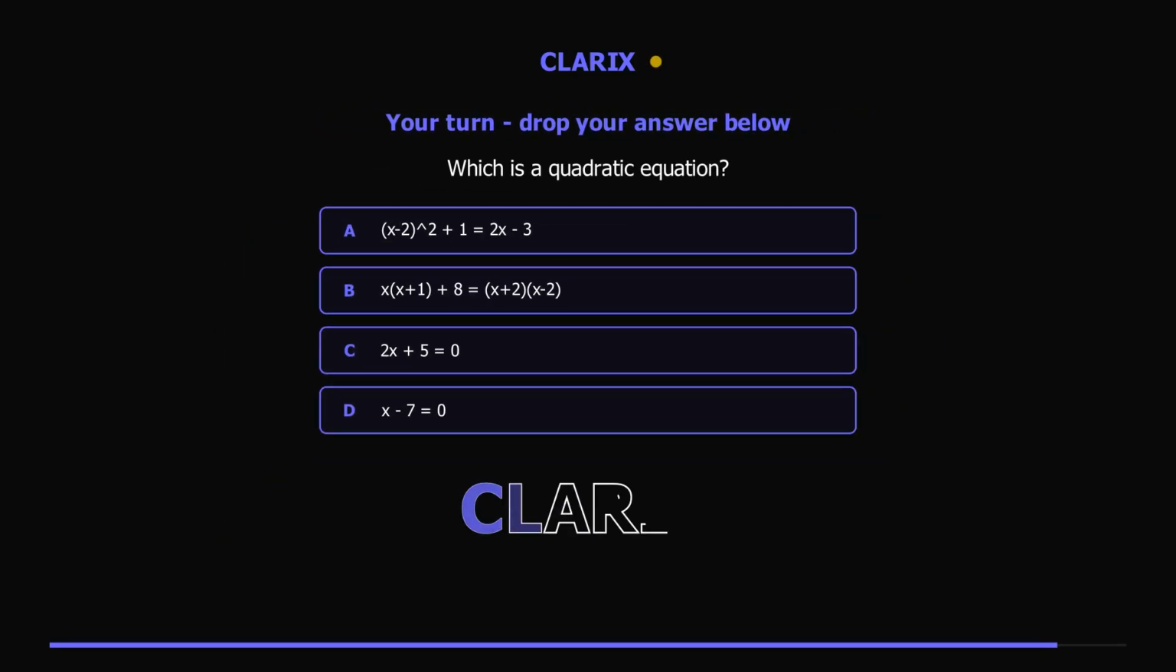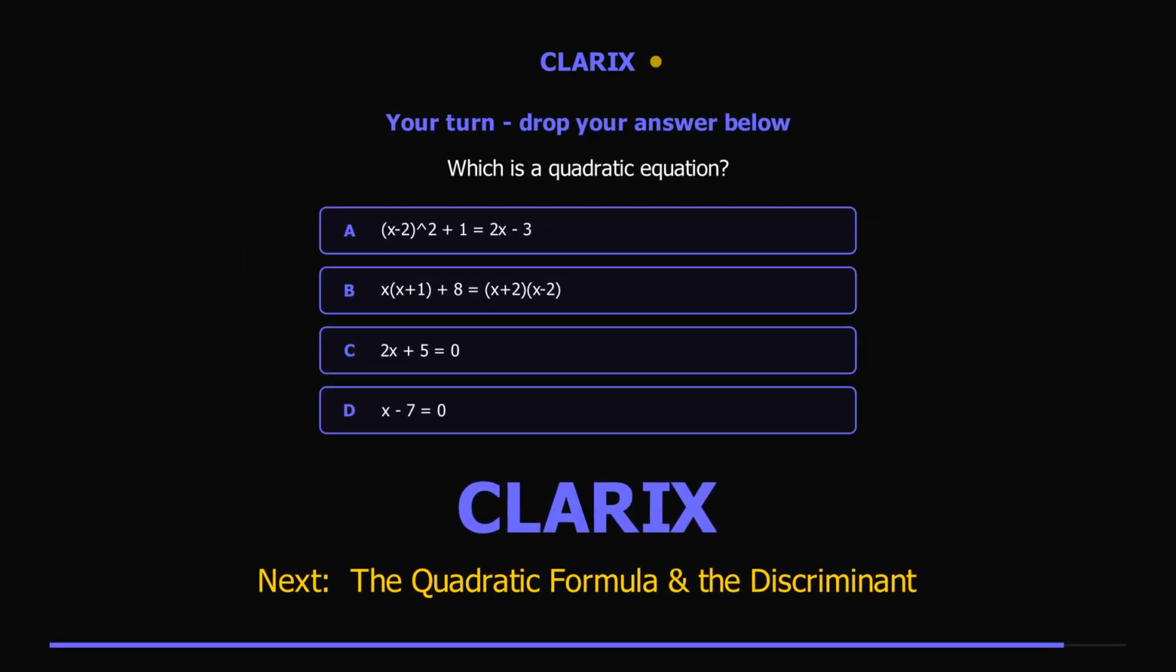So now you can spot a quadratic through any disguise, build one from a story, and solve it by factorizing. But what if it won't factorize nicely? That's next video, the quadratic formula. One formula that cracks every quadratic, plus the discriminant. A one-number test that tells you how many roots there are before you even solve. That's where it gets powerful.